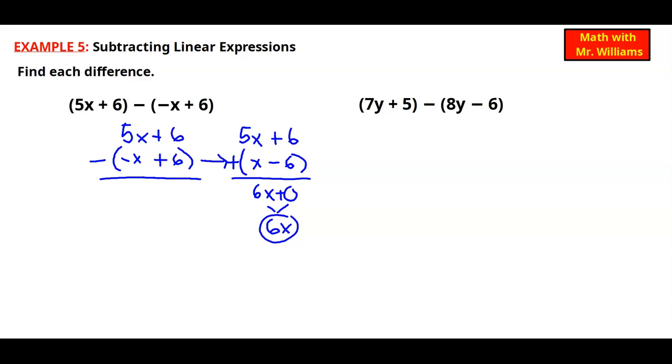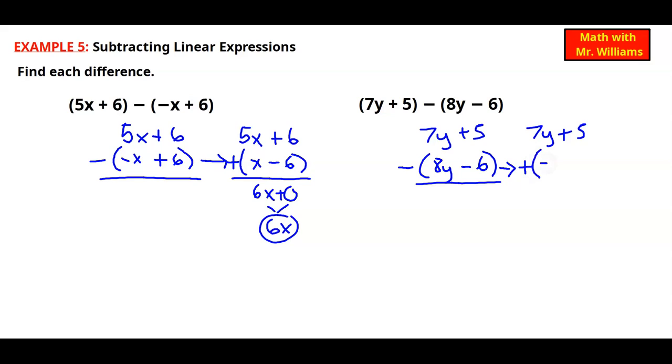All right, on to the second one, we have 7y plus 5 minus 8y minus 6. So let's go ahead and do our adding the opposite. So we keep the top, change that minus to plus out front, change everything inside to its opposite. All right, so we have 5 plus 6 here is 11. 7y plus a negative 8y is going to give us a negative 1y.